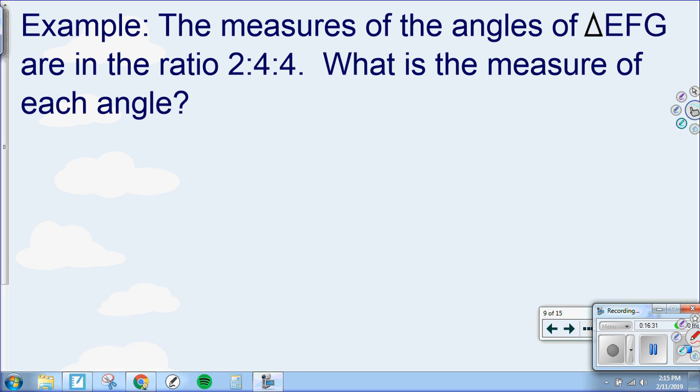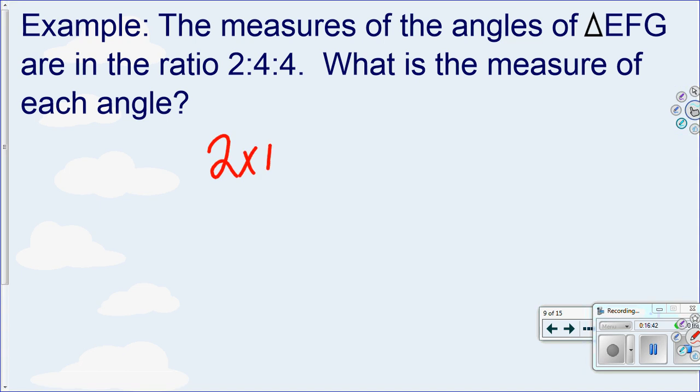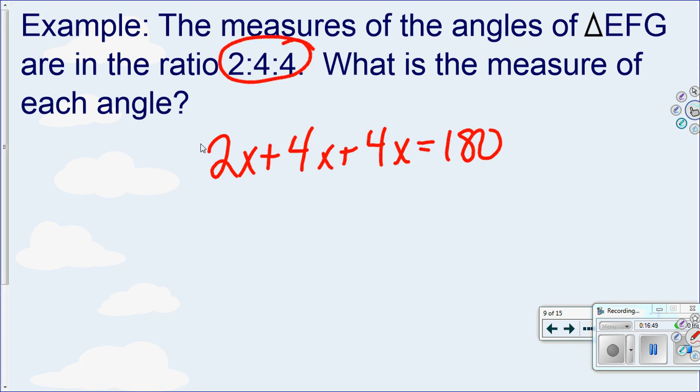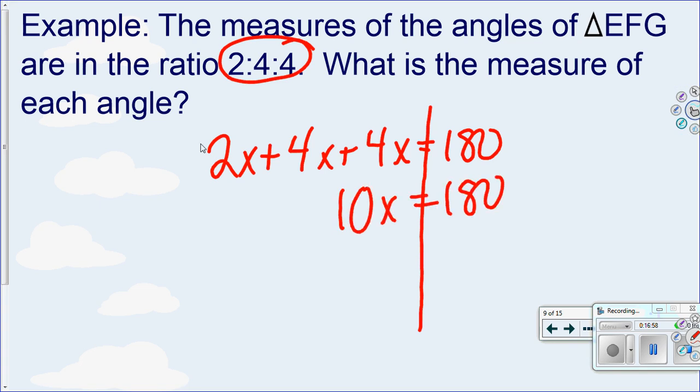The measures of the angles of triangle EFG are in the ratio 2 to 4 to 4. What is the measurement of each angle? Who can tell me my equation? Kaylee? 2x plus 4x plus 4x equals 180 degrees, because we're using these as our coefficients. When I combine like terms, Mikkel, what do I get? 10x is equal to 180. Divide each side by 10. What is x equal to?